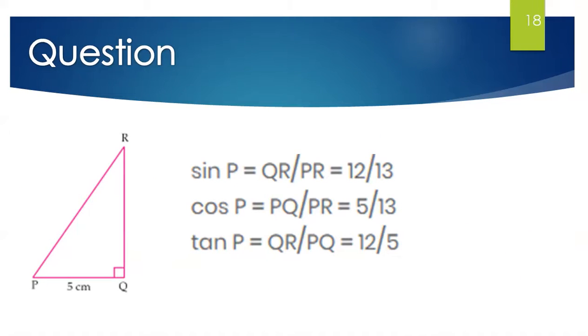So sin P will be QR upon PR, which is equal to 12 by 13. So cos P, that will be PQ upon PR, 5 by 13, and tan P will be, you just simply divide sin P upon cos P. You find sin P upon cos P, that will be tan P. So tan P is QR upon PQ, which is equal to 12 by 5.